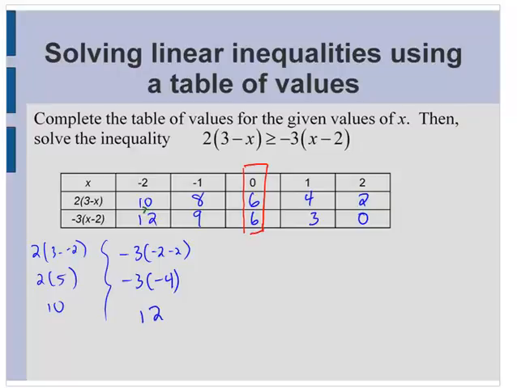Is 10 greater than 12? No. Is 8 greater than 9? No. Is 4 greater than 3? Yes. Is 2 greater than 0? Yes. And if we were to continue this to the right, we would see that the top row is greater than the bottom row to the right. And so the solutions are, again, to the right of 0. So therefore, x is greater than or equal to 0 would be the solution.